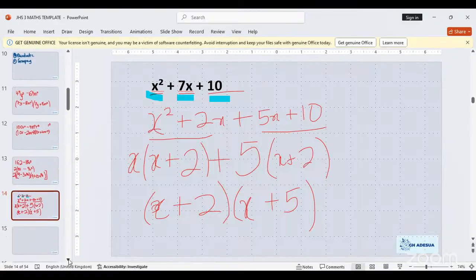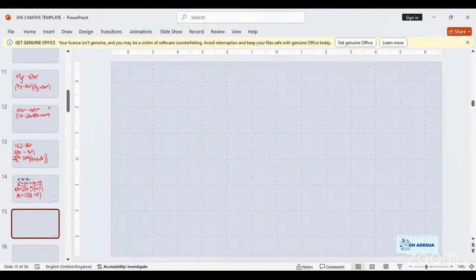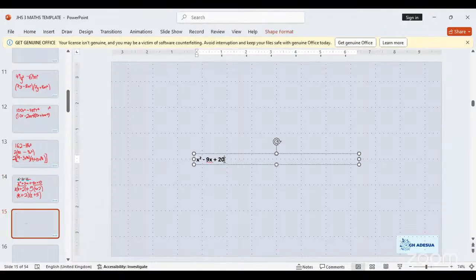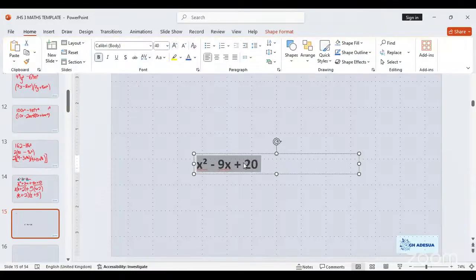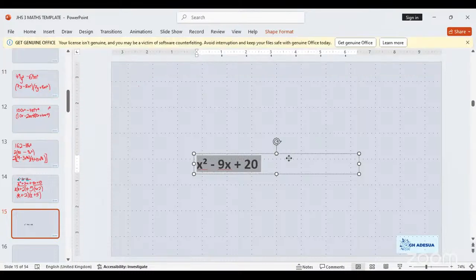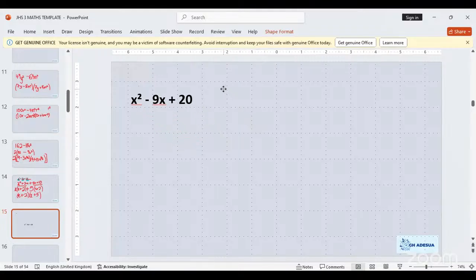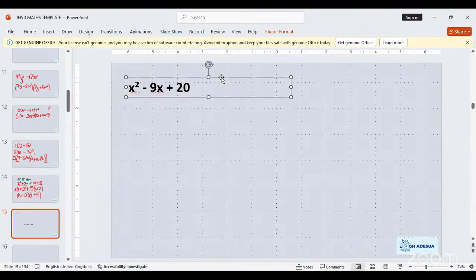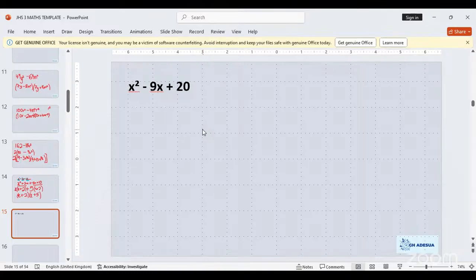Okay, right. So let's try an example. You can try x squared minus 9x plus 20. Please start with try.